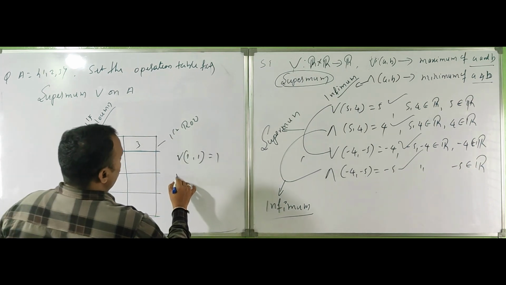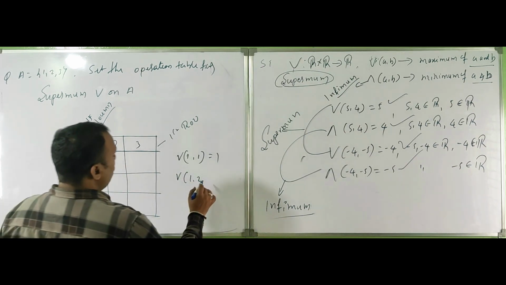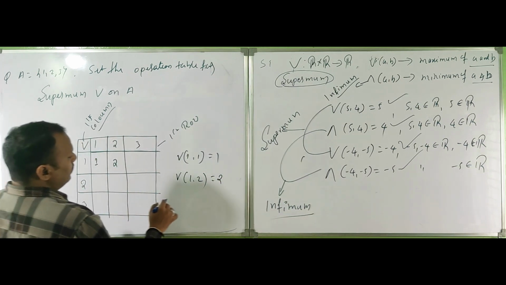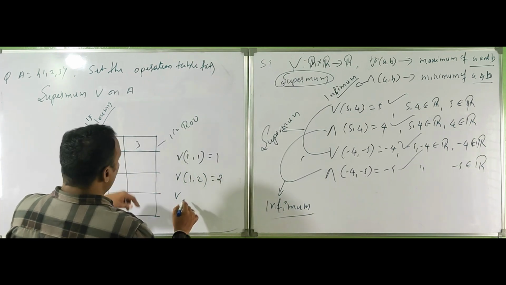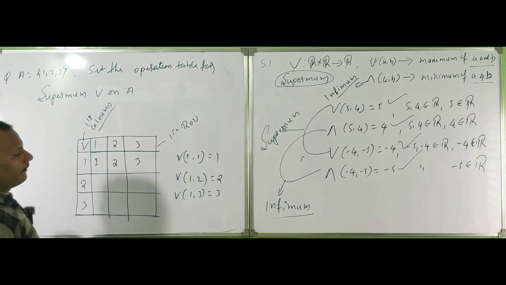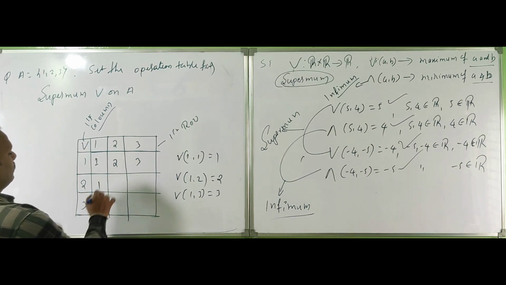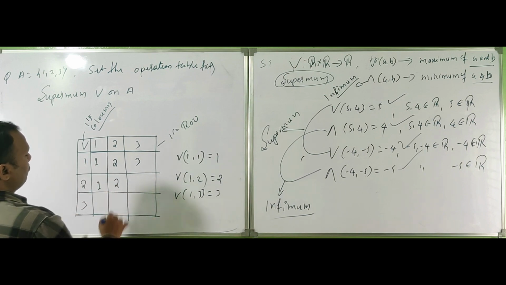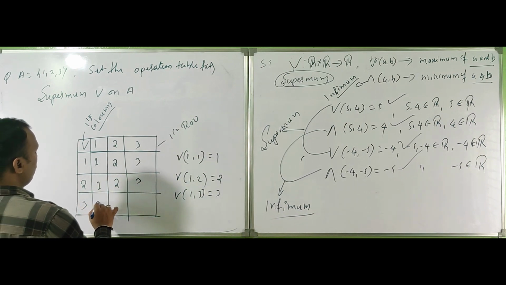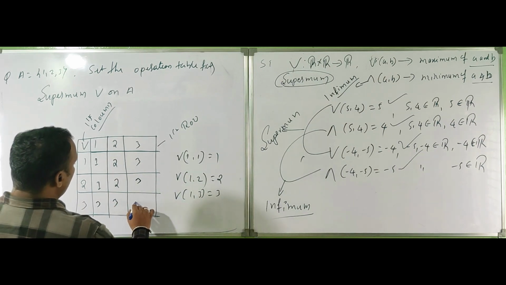And the supremum of 1 and 2; I have to follow row by row. This is 1 and 2, this is 2. Supremum of 1 and 3 is 3. Similarly for all elements. Supremum of 2 and 1 is 2. Supremum of 2 and 2, both are equal, so take any one: 2. Supremum of 2 and 3 is 3. Supremum of 3 and 1 is 3. 3 and 2, again 3. 3 and 3, again 3.